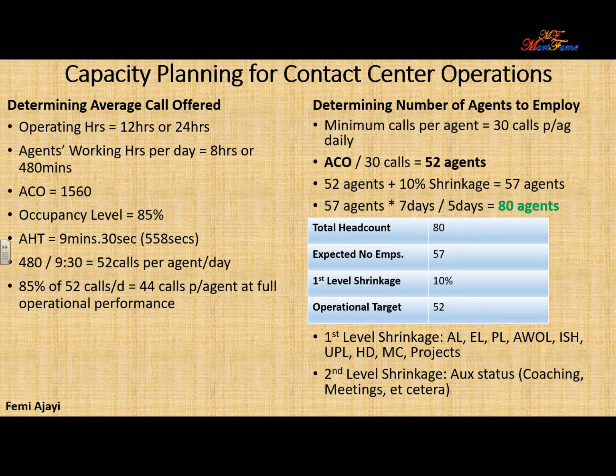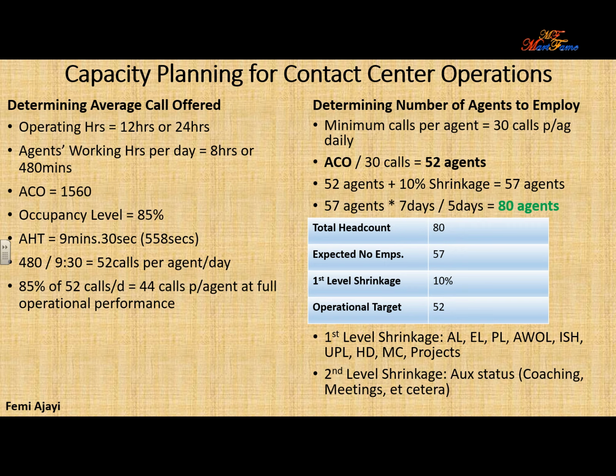Now that we know the normal working hours for each agent, which is 480 minutes, divide that by the AHT, that will give you 52 calls per agent a day. Now we know that it's impossible for an agent to be taking call after call, that is why we set the occupancy level. Now 85% of 52, that will give you 44 calls per agent a day. That is at the full operational performance.